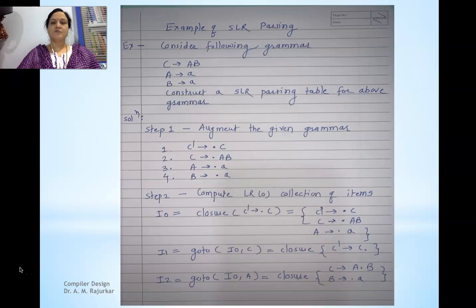So consider the following grammar. There are three productions in the grammar: C tends to AB, A tends to A, B tends to A. The problem is to construct an SLR parsing table for the above grammar.